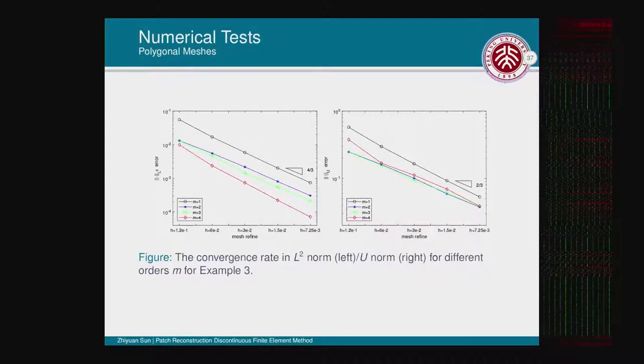And here is the numerical result. We can see all the convergence orders for different order polynomial approximations are the same, which is 4/3 in the L2 norm and 2/3 in the energy norm.